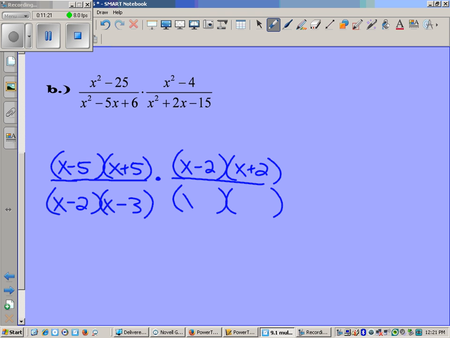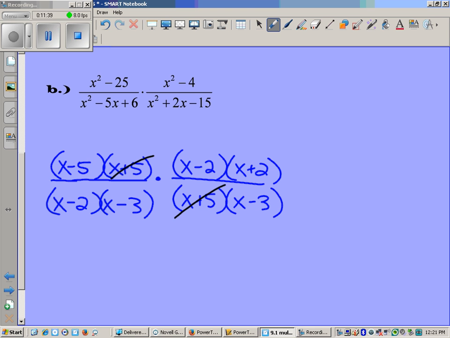Bottom right is a basic factor. What numbers multiply to negative 15, that when you add them together you get positive 2? Can I say positive 5, negative 3? It multiplies to negative 15, but adds to positive 2. All right, who can cancel?